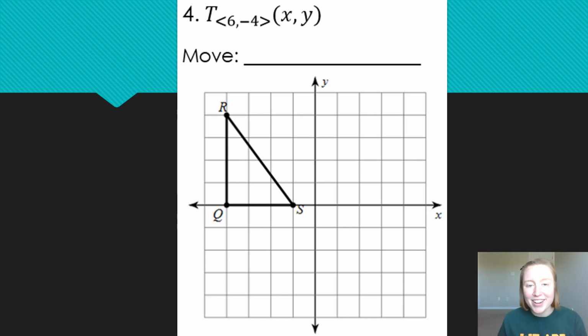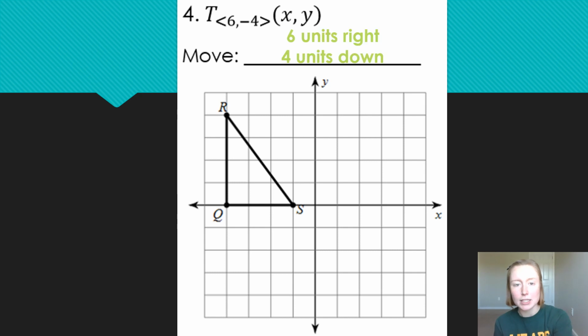Example 4 is just another type of a translation, right? It tells us by that little t, it wants us to translate each point 6 to the right because now our 6 is positive, and then 4 units down because our y is still negative. So when you see that little x, y, that basically just means any point that we're going to start with. So R, for example, R is point, I think it's -4, +4. I'm going to take all those points and move them 6 to the right and then 4 units down.